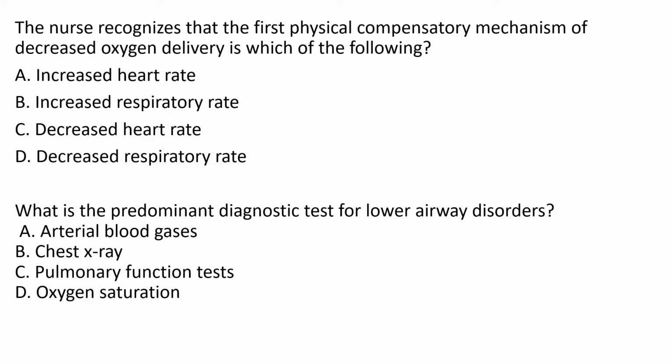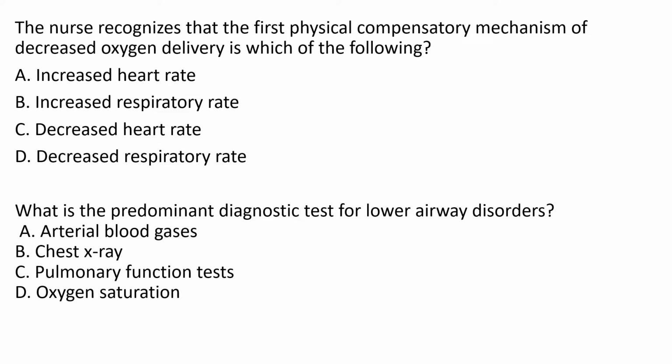Another couple questions here. The nurse recognizes that the first physical compensatory mechanism of decreased oxygen delivery is which of the following? Is it A, increased heart rate, B, increased respiratory rate, C, decreased heart rate, or D, decreased respiratory rate? Good, it is respiratory rate. It is the first physical compensatory mechanism of decreased oxygen delivery, right? You need more oxygen, you're going to start breathing faster. What's the second compensatory mechanism?